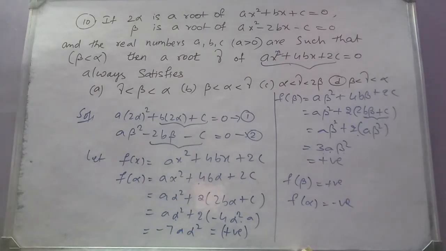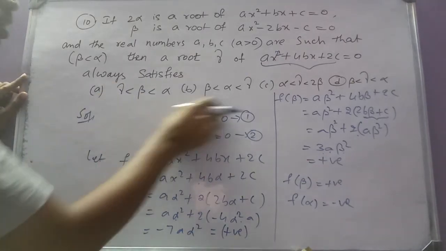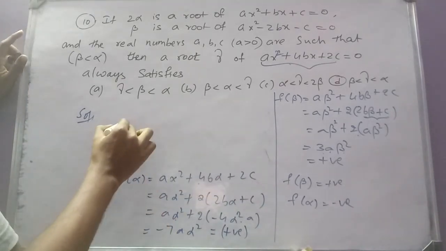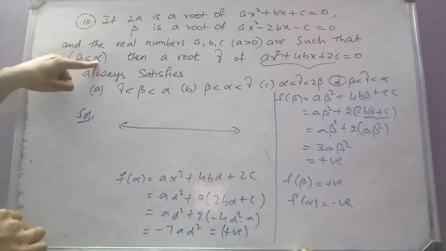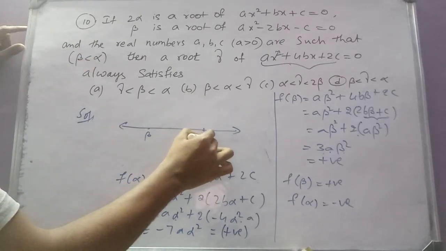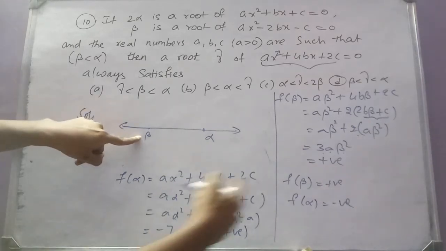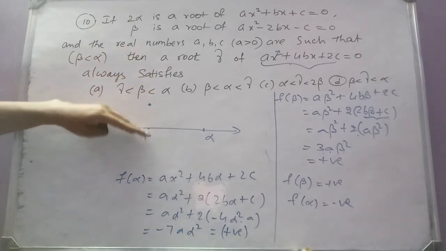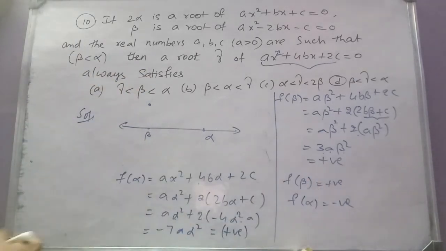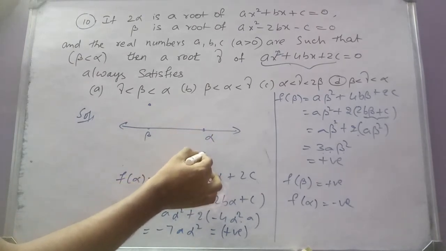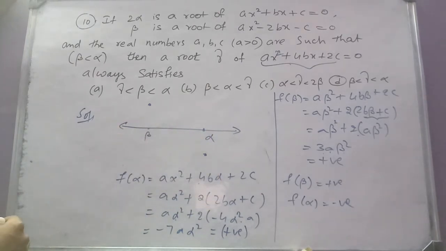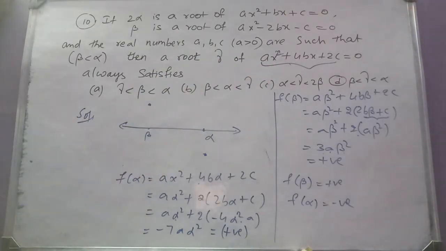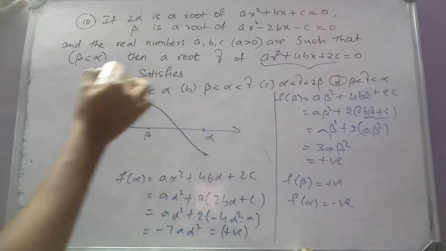Now let us locate these things on the number line. They told that beta is less than alpha. So beta comes here and alpha comes here. Now observe here, f of beta is positive, so the graph point is above the x-axis. Next, f of alpha is negative, so at alpha, the graph will be below the x-axis. Moreover, it is a quadratic expression, so it must be continuous. So I have joined it like this.